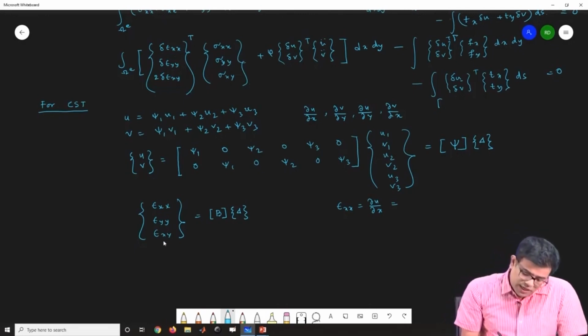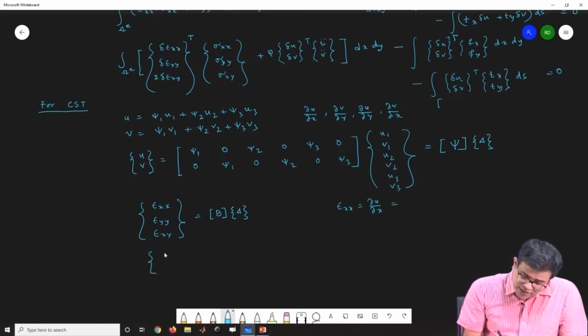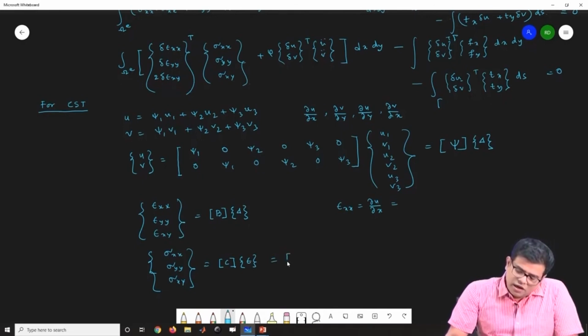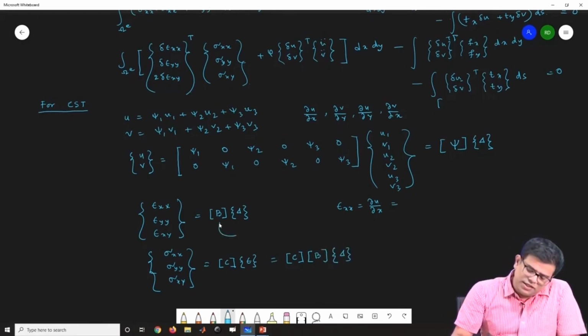Similarly, I can do the stress matrix, that is sigma xx, sigma yy and sigma xy. That also I can find. That is again the C matrix into the epsilon matrix, that is the constitutive equation. For the epsilon matrix I can write C and then B and then delta. So this is known as the strain displacement matrix.